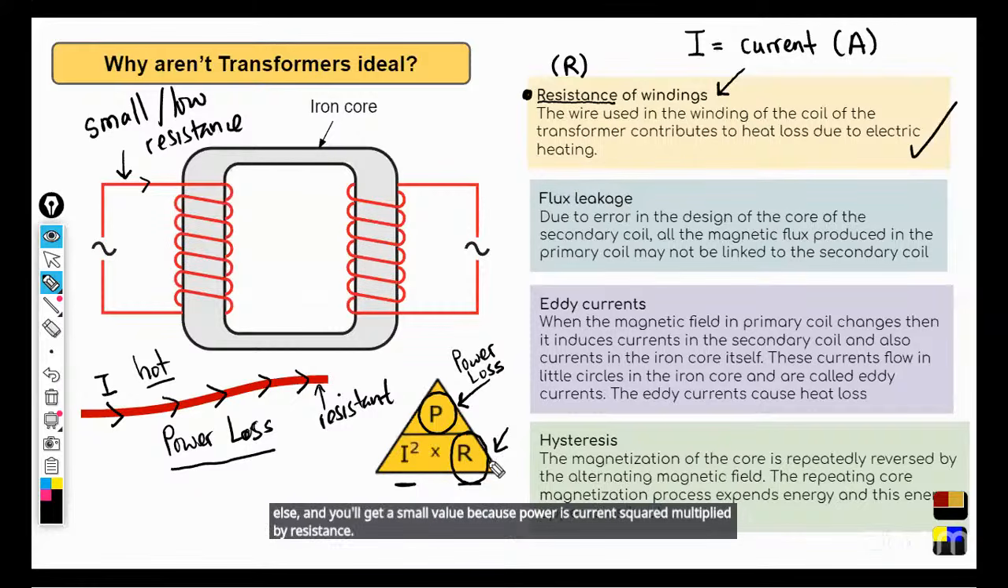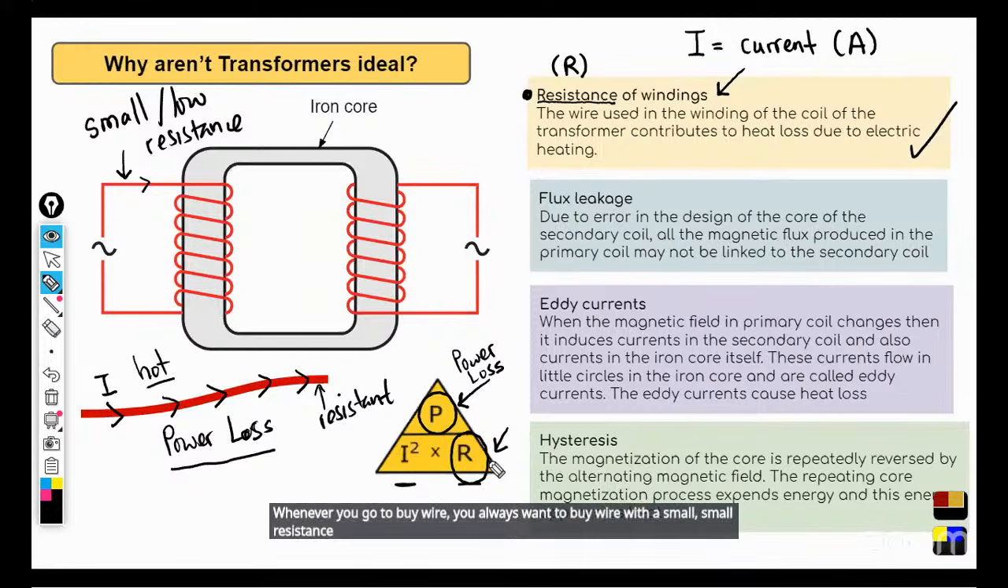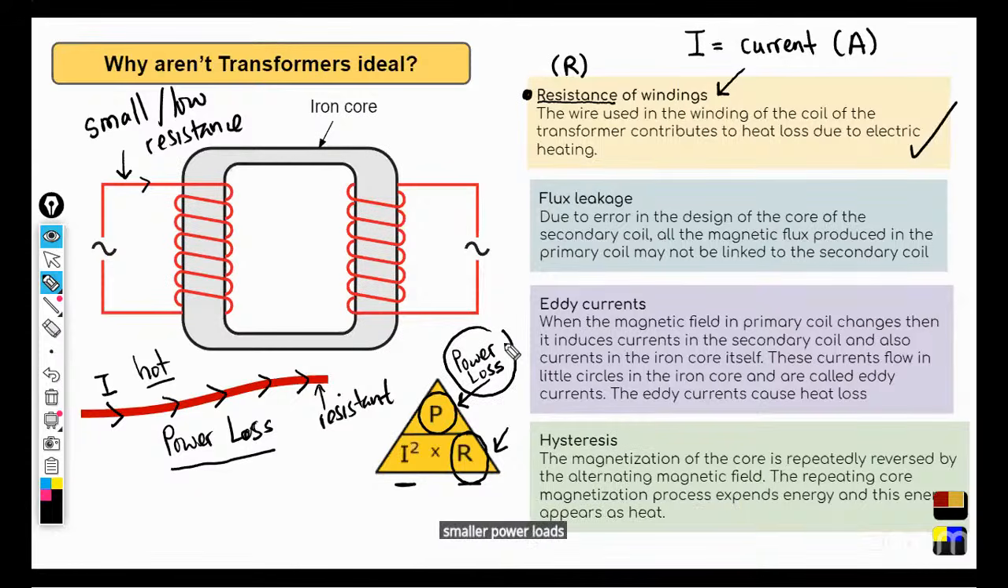So you want to do your best, and this is always the case. Whenever you go to buy wire, you always want to buy wire with a small resistance, because small resistance means smaller power loss. And the less power loss you have, the better. Because nobody likes losing power.